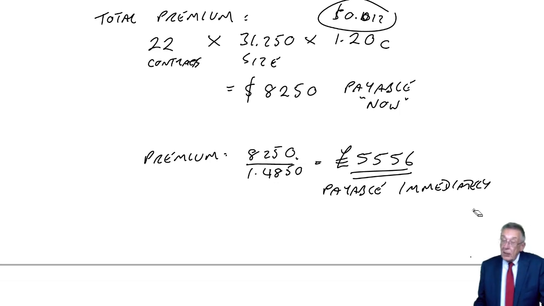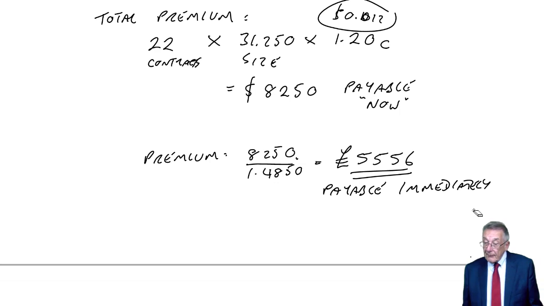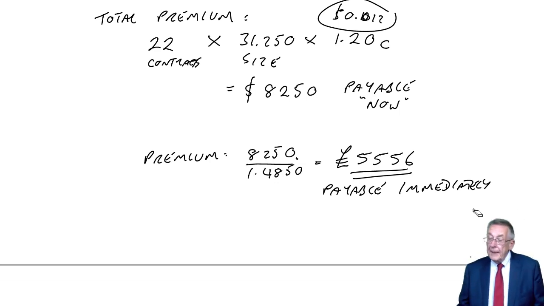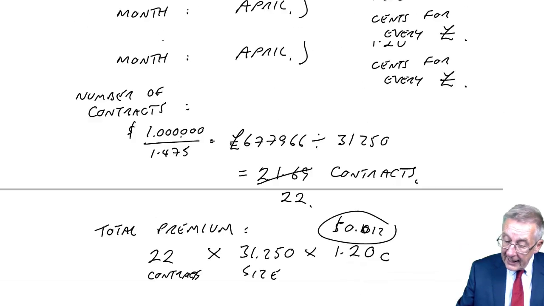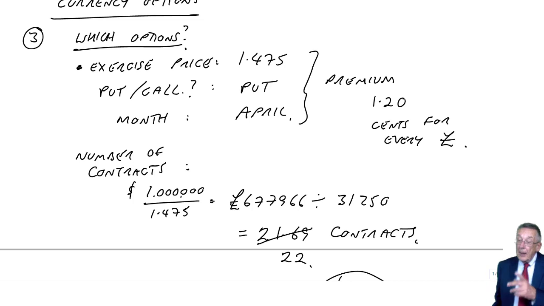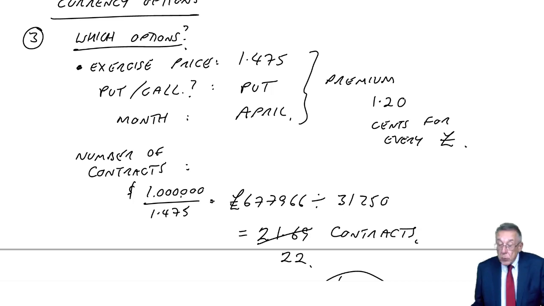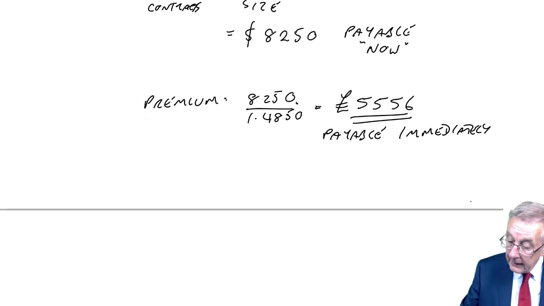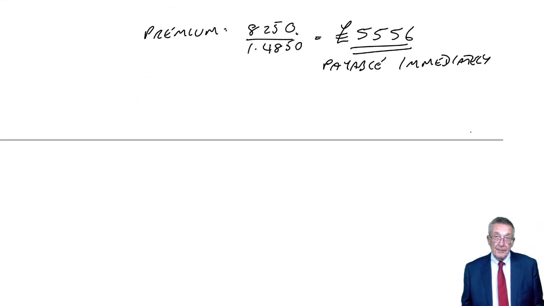So as always, it's taken me a long time to speak through that. But when you've practiced a bit, it should become pretty quick. But there we are for part A. We're going to buy April put options at a strike of 1.475, 22 contracts. And as a result, the total premium we'll have paid is 5,556.